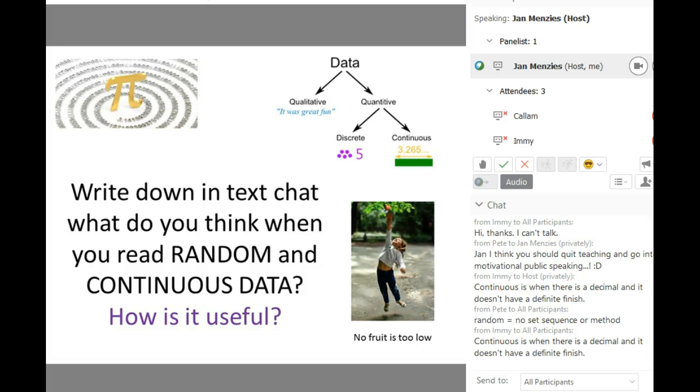And all I've written on the board is random and continuous data. I haven't actually talked about random variables. So when I see Pete's comment about random, it made me realise you'd looked at the word on its own and you hadn't actually linked random and data together. So that's my poor language.